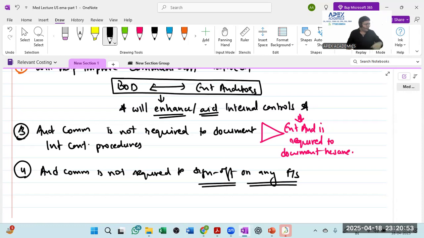Please keep that much in mind. I hope you understand this particular aspect. Yes, please put on the fan. I'm afraid it will leak. Yeah. Now, the audit committee is not required to sign off on any financial statements.